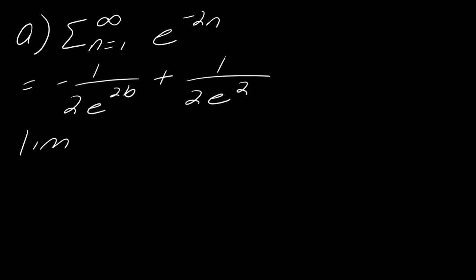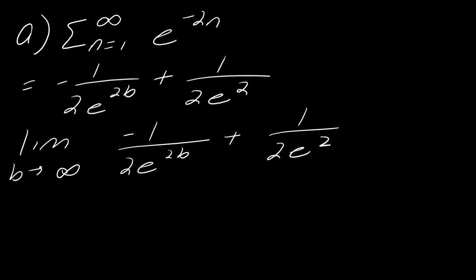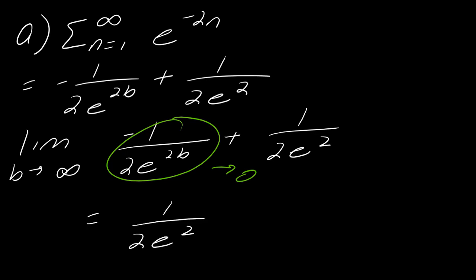I'll make a little space and then we'll set up the limit. Now I'm going to take the limit as b goes to infinity of 1 over 2e to the 2b, and don't forget that's negative, plus 1 over 2e squared. This is going to go to 0 because b is in the denominator. So this whole thing equals 1 over 2e squared. The conclusion is that the integral converged, therefore our series converges, and it will be bounded by this number here.